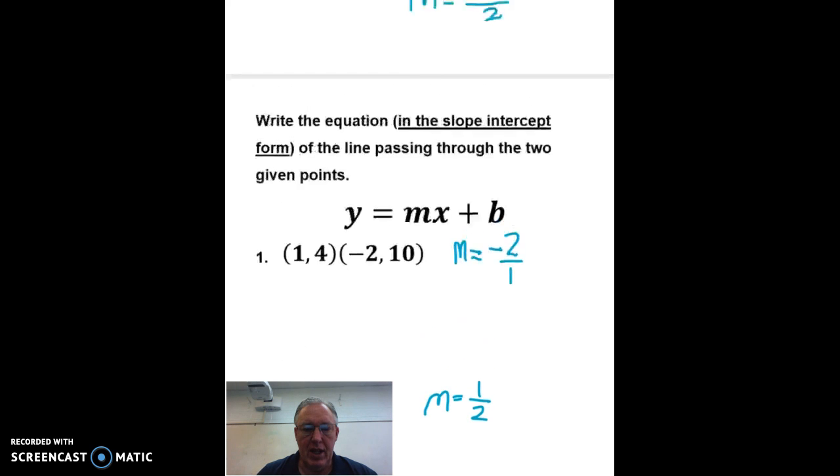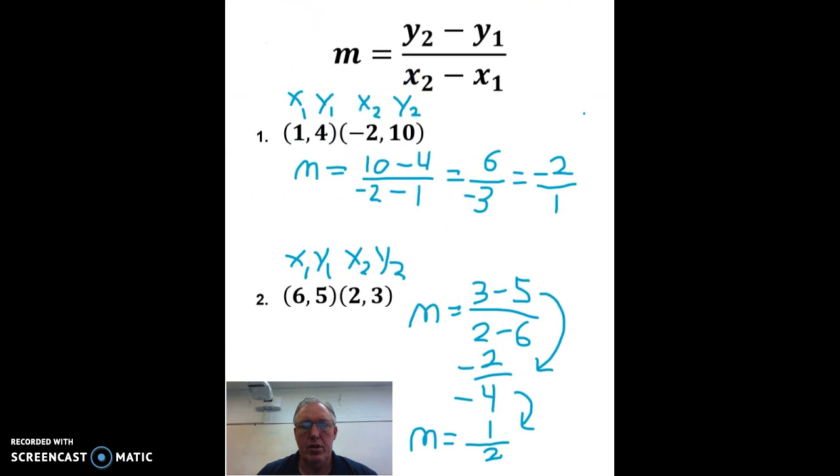In a previous lesson, we took those same points and we determined the slope. Remember, we used the slope formula, y2 minus y1 over x2 minus x1. You can see our two given points, and we found that the slope was -2 or -2/1. In our next 2 points, we labeled each of these points as x1, y1, x2, y2, and we found for these 2 points, the slope was 1/2.